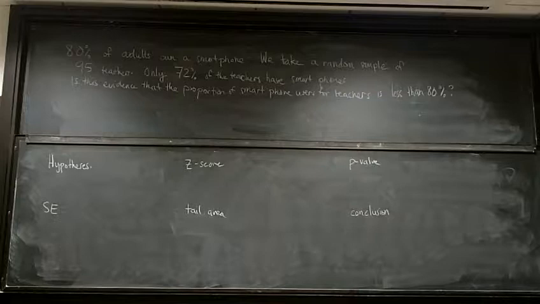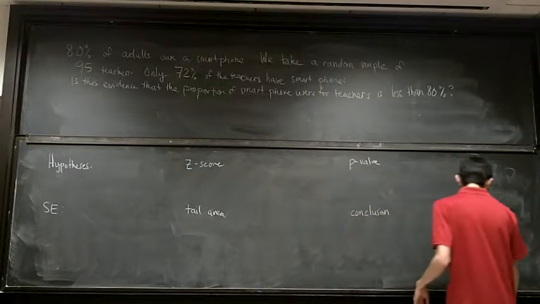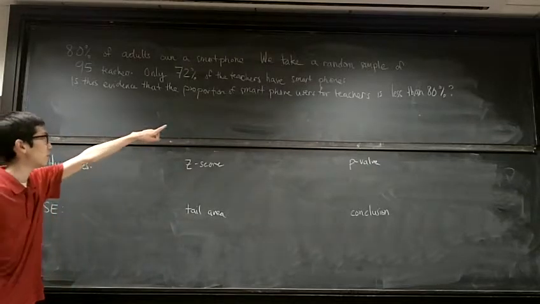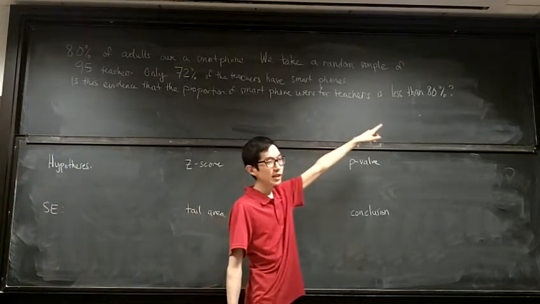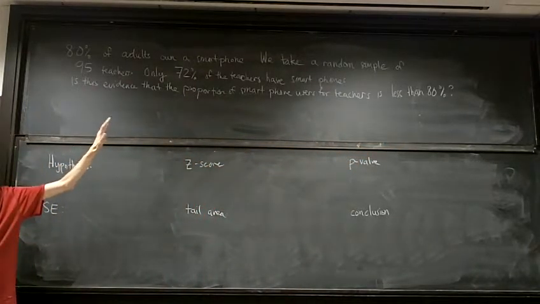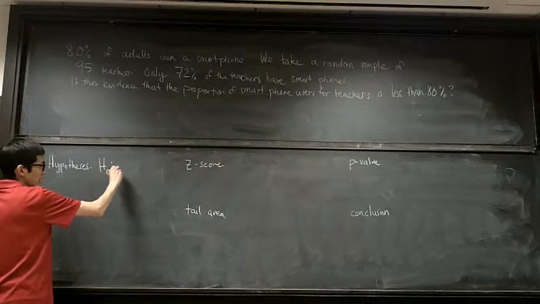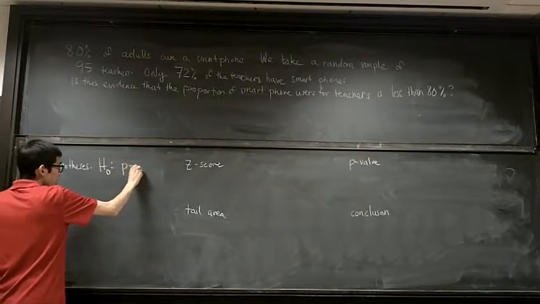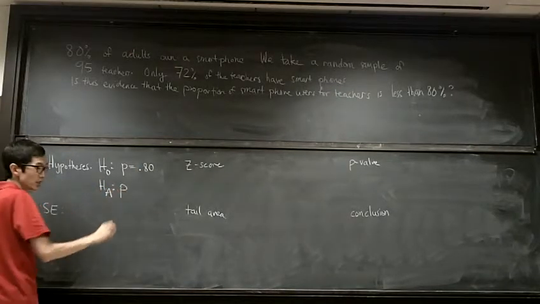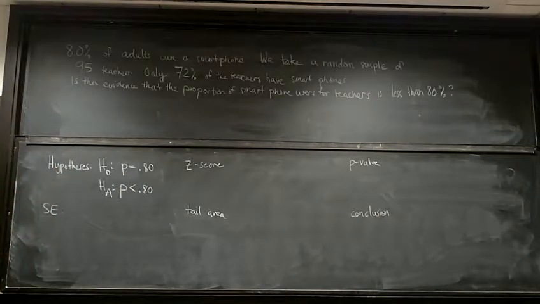Alright, a common mistake I'm seeing. I'll give you the first part. In your hypotheses, you want to use the proportion from your population. The last question says, is this evidence that the proportion of smartphone users for teachers is less than 80%? So your hypotheses should use 80%. Our null hypothesis is P equals 0.80, and my alternative, P is less than 0.80. Good. So use that, see if you can keep going.